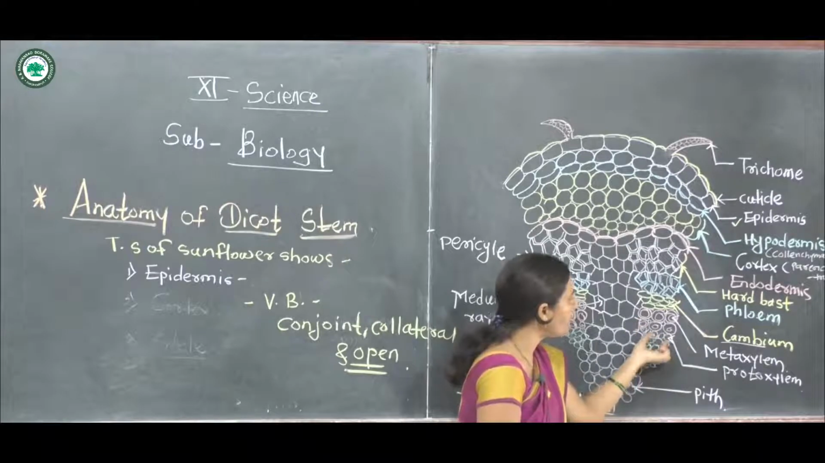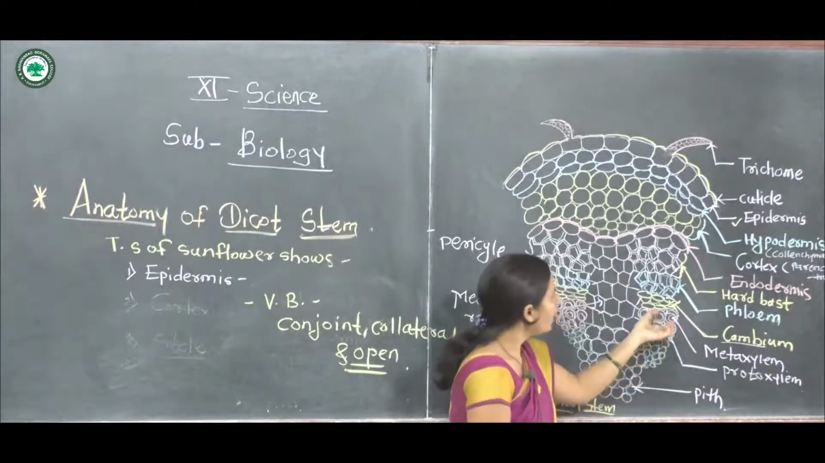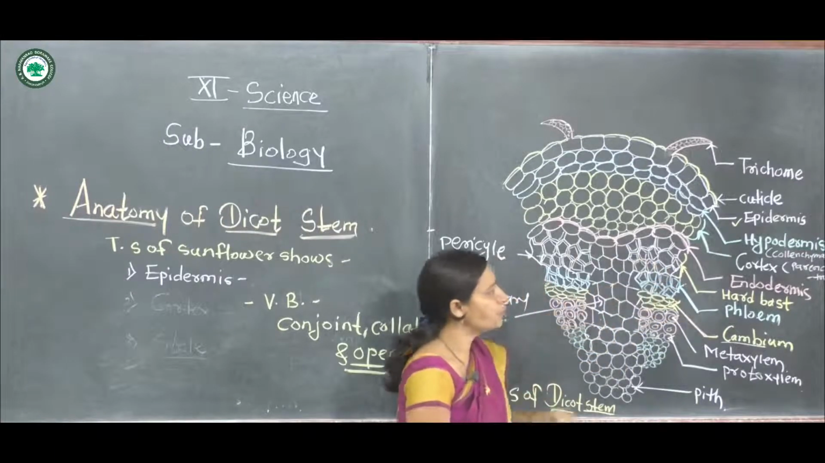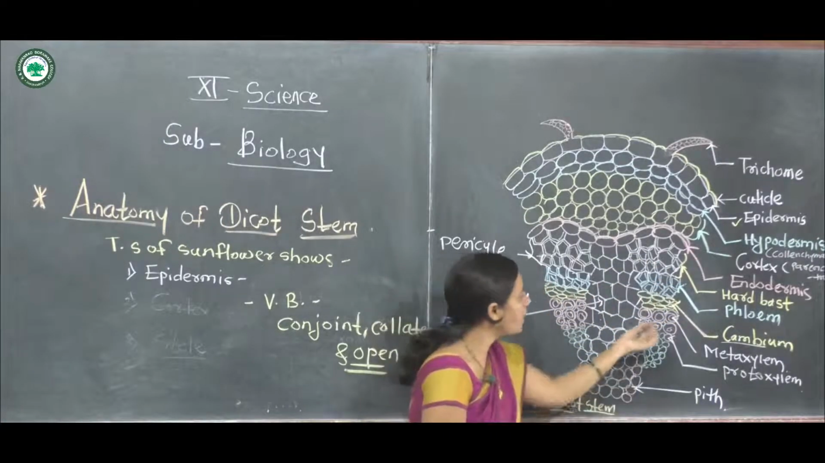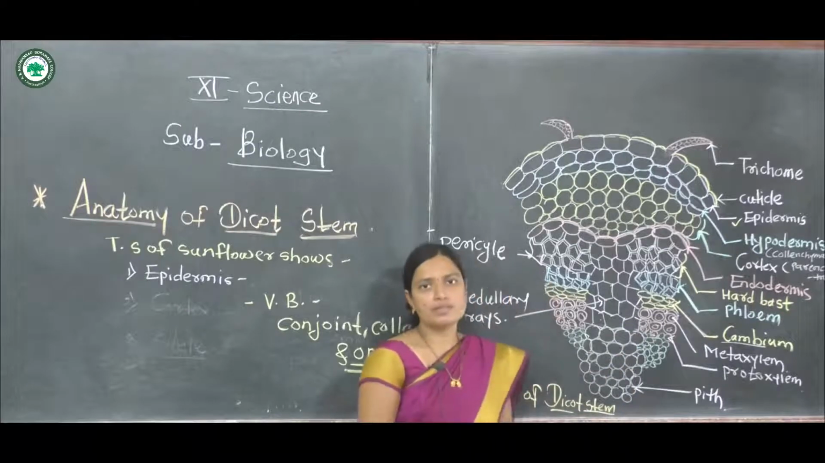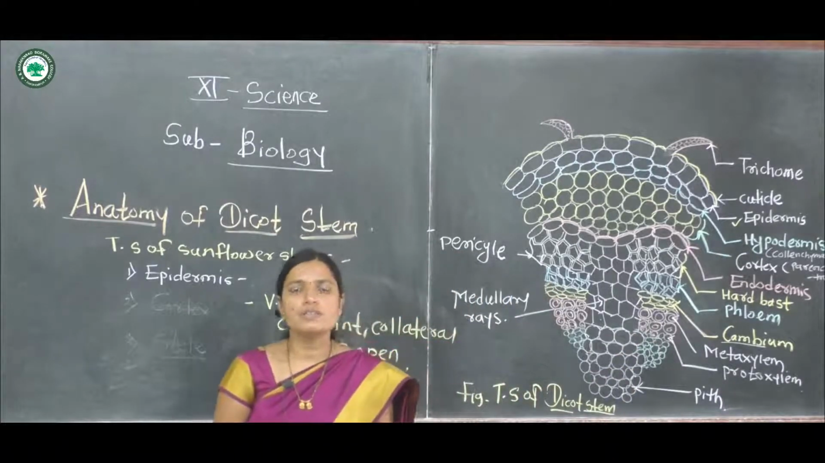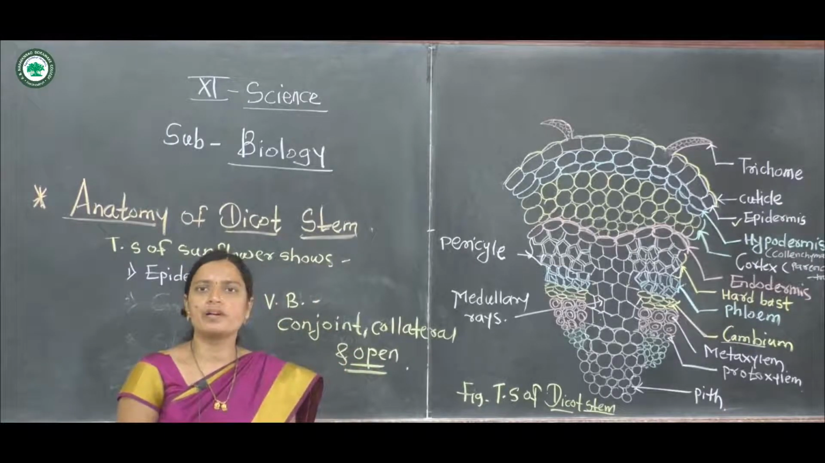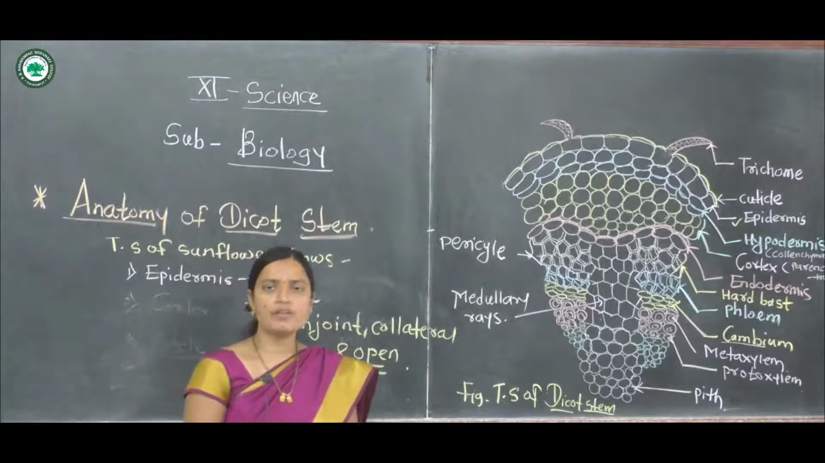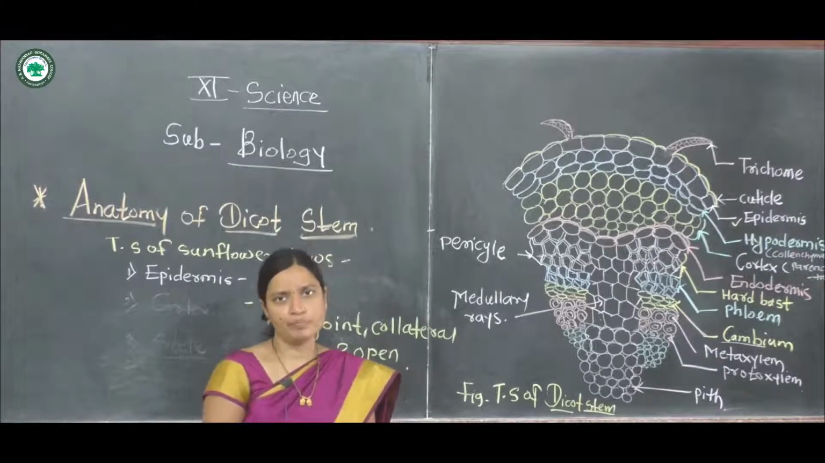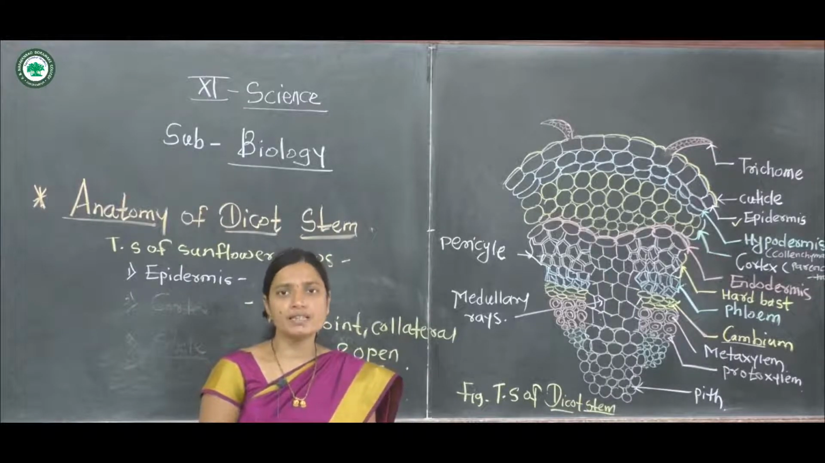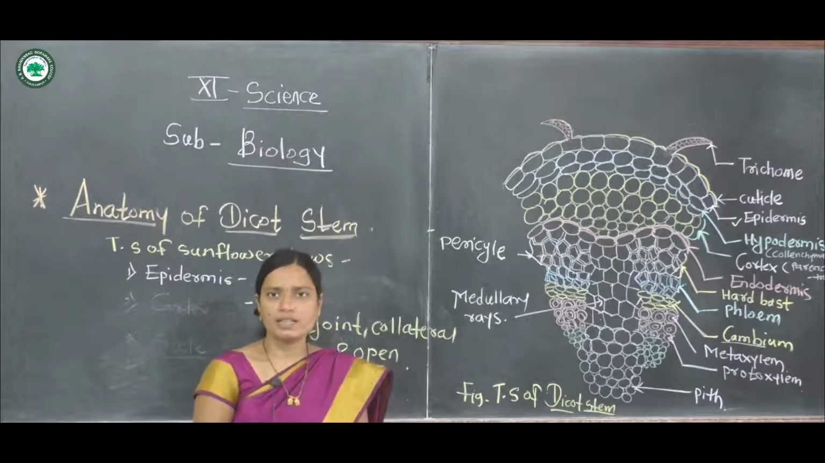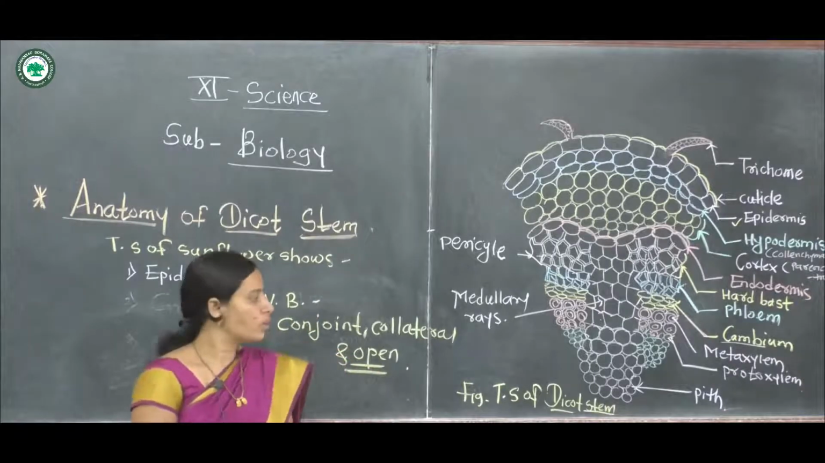This is the protoxylem and metaxylem, and this is the phloem, and in between these two tissues the cambium is present. In the dicot stem, the vascular bundle is conjoined, collateral and open type, because the cambium is present between the xylem and phloem. This cambium layer is found, and secondary growth also takes place in the dicot plants. It is the most important characteristic of the dicot stem.